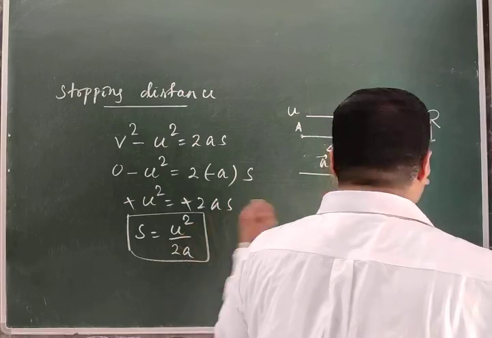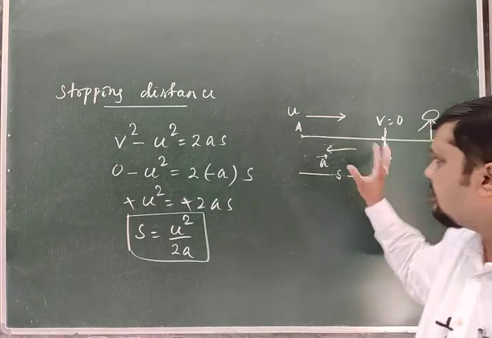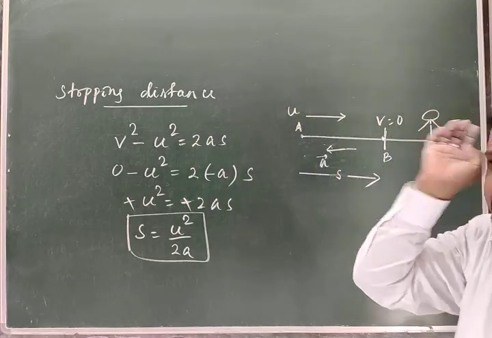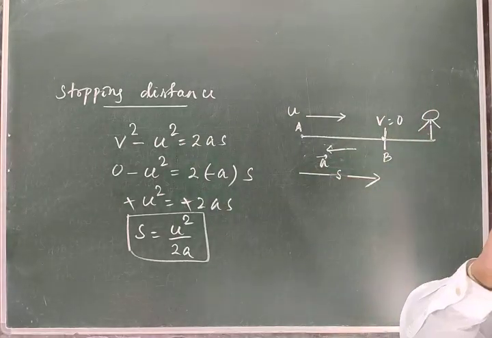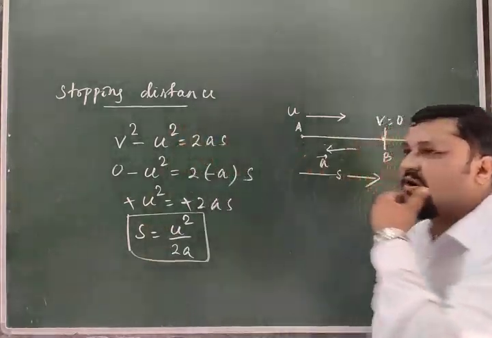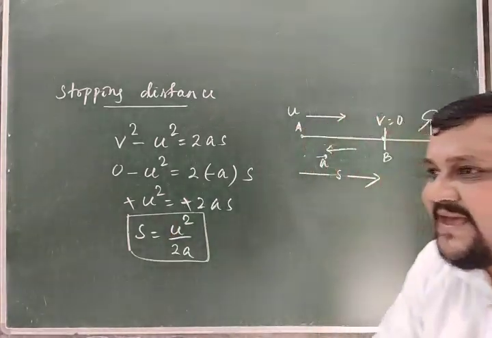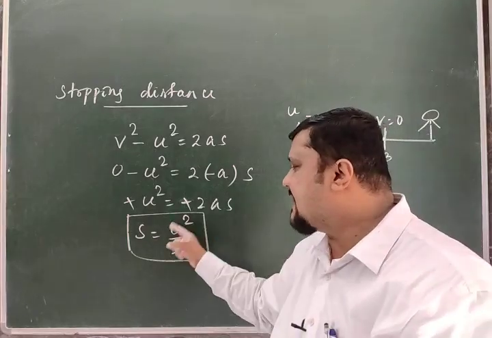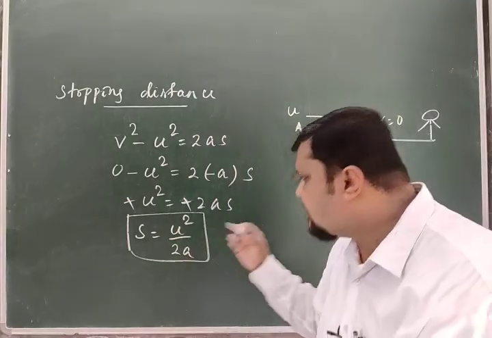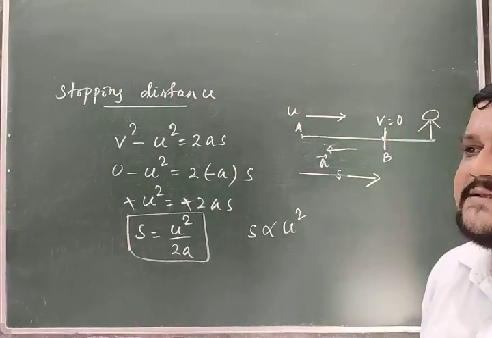Means after seeing the object or the child and applying the brake, before the vehicle stops, you have covered this distance. That distance is called the stopping distance. From here you can say that this stopping distance is directly proportional to u square if the acceleration is constant, right? Obviously you have the retardation. So s is proportional to u square for constant acceleration, right?